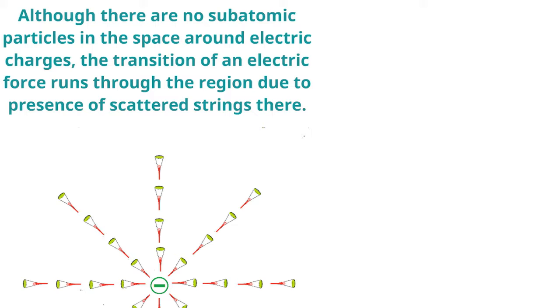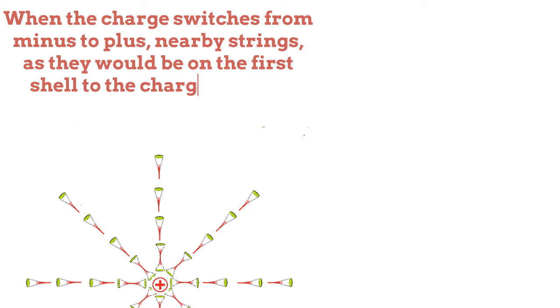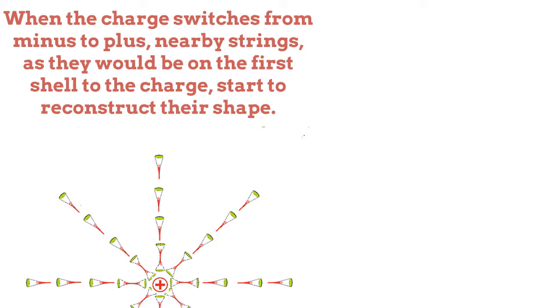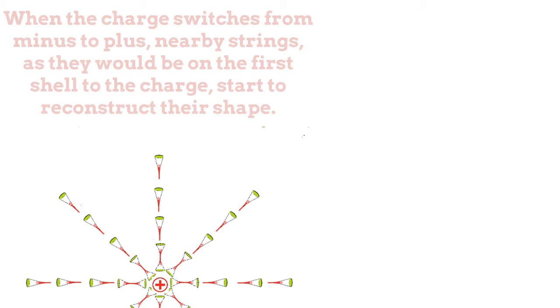String vortexes, directed by their stems to negative charges, create electric field lines around a negative charge. When the charge switches from minus to plus, nearby strings, as they would be on the first shell to the charge, start to reconstruct their shape. They move their nodes farthest from the charge.